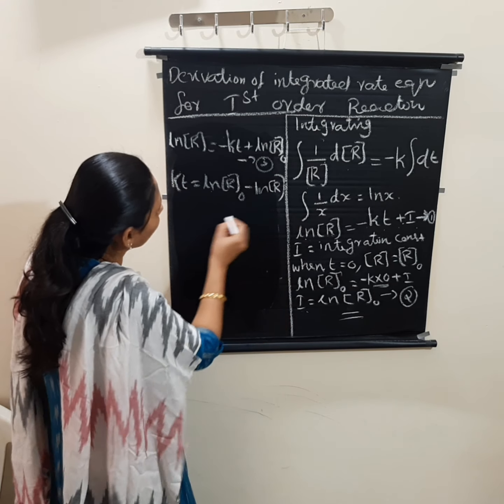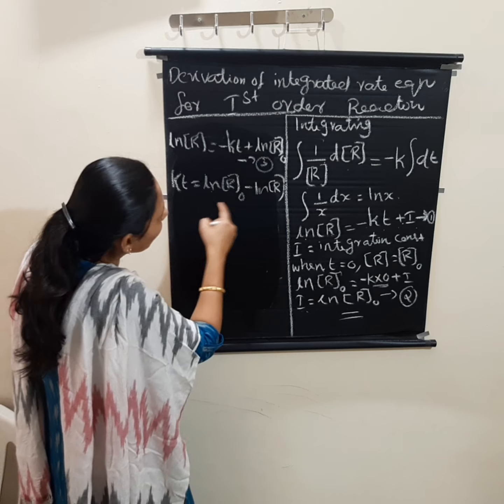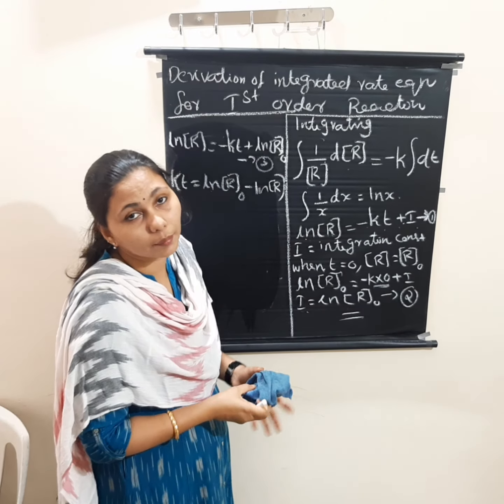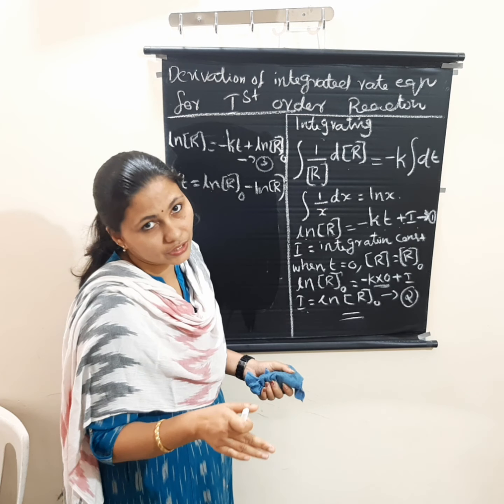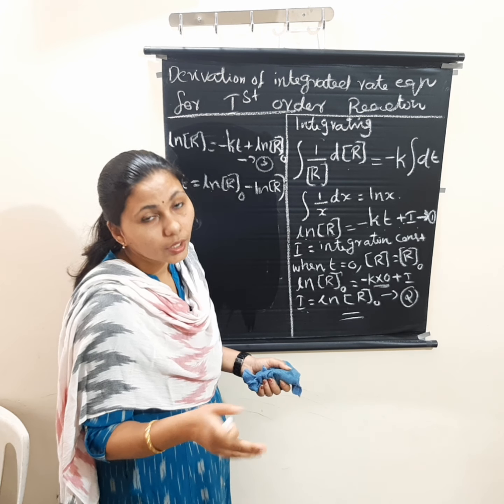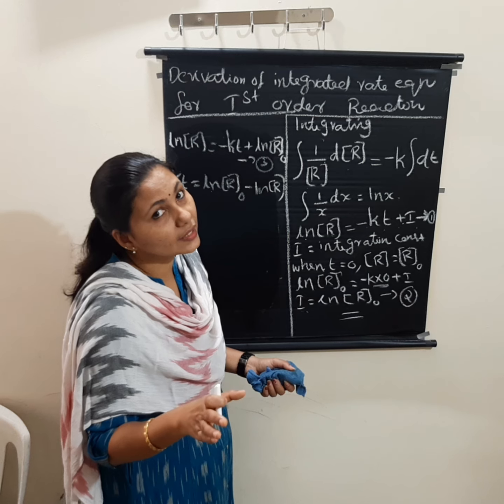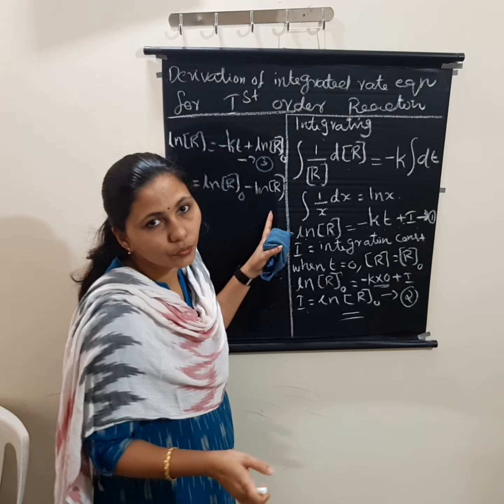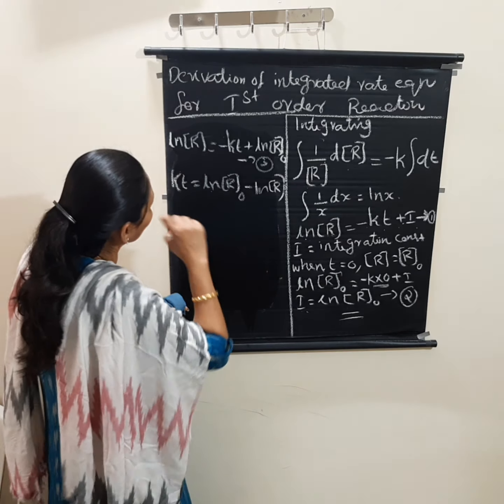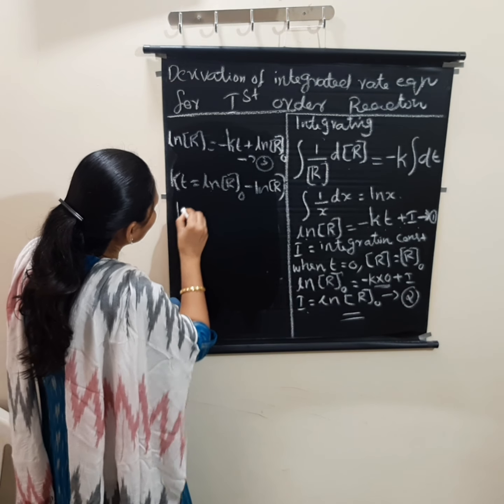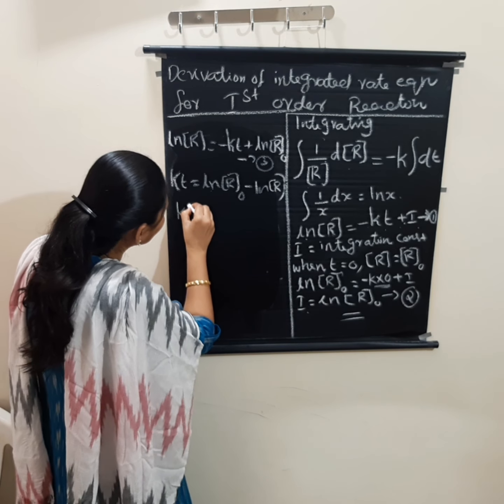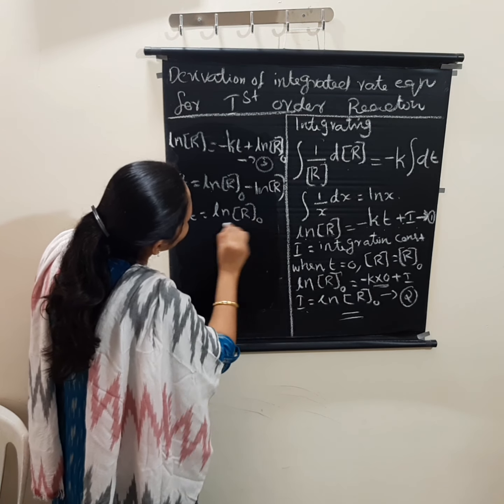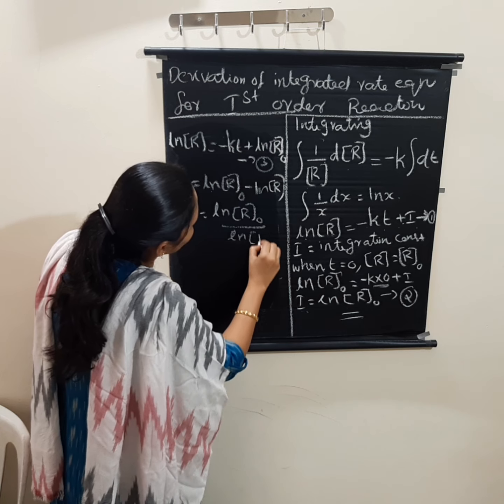Okay. So we know that in ln, the minus means division. Product means addition. Here it is minus. So we can write this as Kt equal to ln R0 divided by concentration of R.